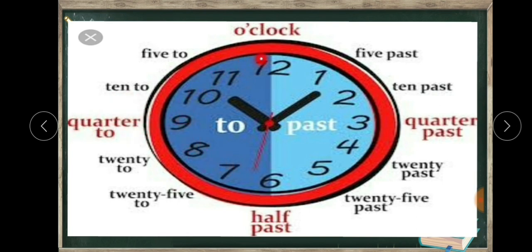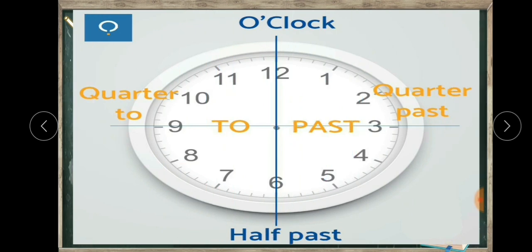From 7 to 12, we use to. Here from 1 to 6, it's past. Then from 7 to 12, it's to. Okay children, 9 means quarter to. See the next example.